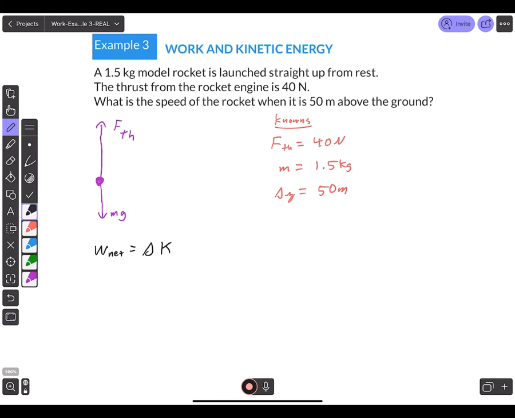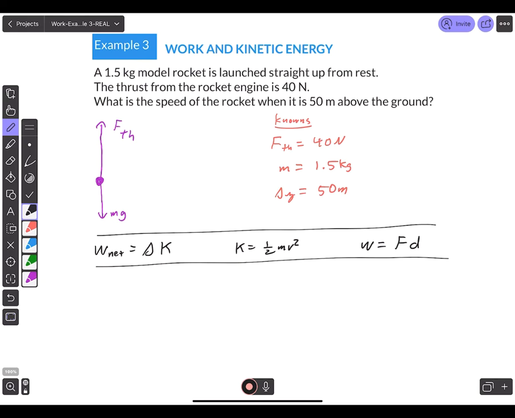We're going to use that to find the final speed of the rocket, assuming it starts from rest, so we can find K final. And we need to remember that the kinetic energy is 1/2 mv squared, and that the work done by a force over a distance, this might come in handy, maybe or maybe not, is force times the distance traveled. So these are the equations that we're going to need. So let's calculate our solution then.